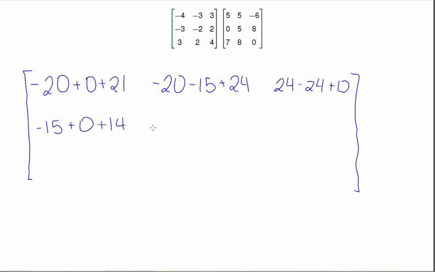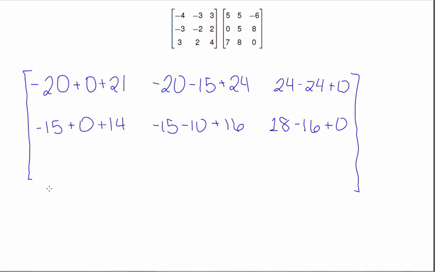Second row, second column. Negative 3 times 5 is minus 15. Negative 2 times 5 is minus 10. And 2 times 8 is 16. Second row, third column. Negative 3 times 6 is 18. Negative 2 times 8 is negative 16. And 2 times 0 is 0.